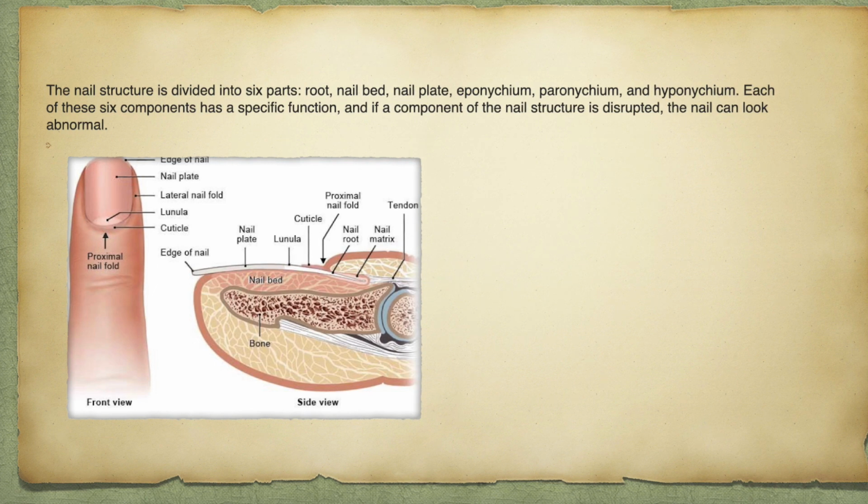Paronychium is the skin that overlaps onto the sides of the nail plate, also known as the paronychial edge. Hyponychium is the area between the free edge of the nail plate and the skin of the fingertip. It also provides a waterproof barrier.